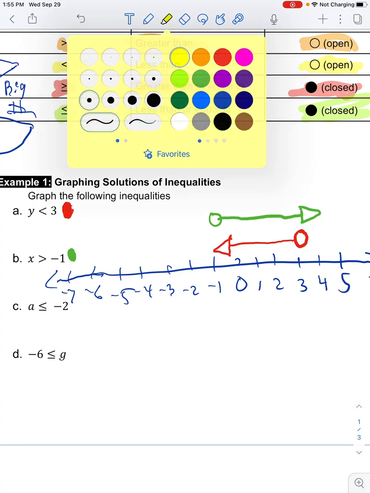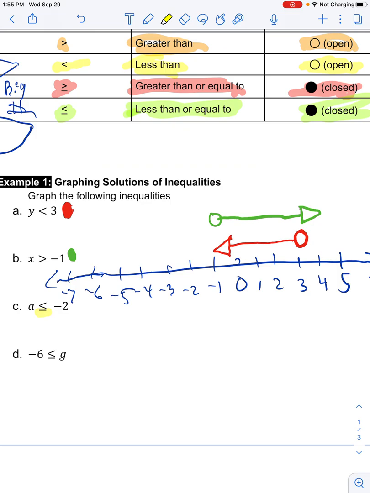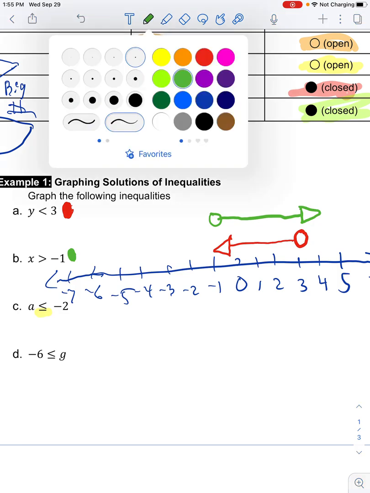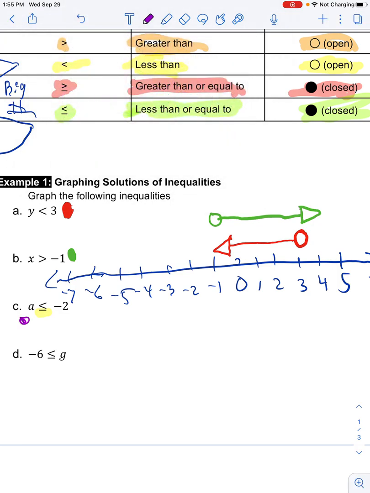C, again, notice on this one, we've got that line underneath, okay? So let's pick maybe purple for C. This says A is less than or equal to -2. Because it's got that or equal to, I need to use a closed circle, and A is less than, it's smaller. So is 0 smaller than -2? No, it's not. So I can't point my arrow towards 0.